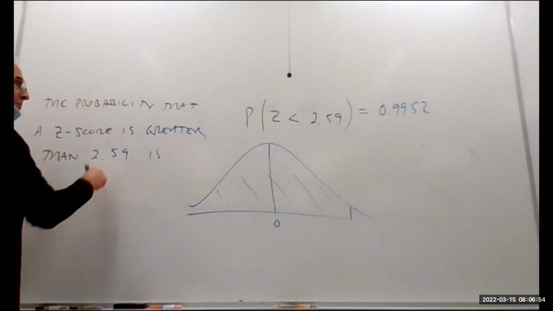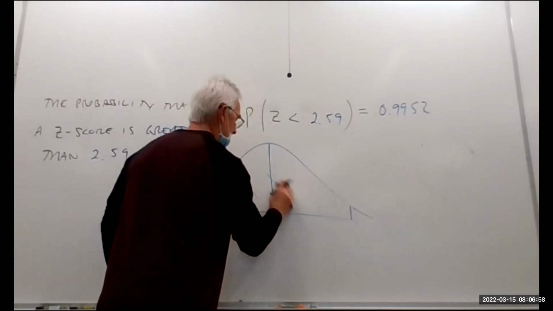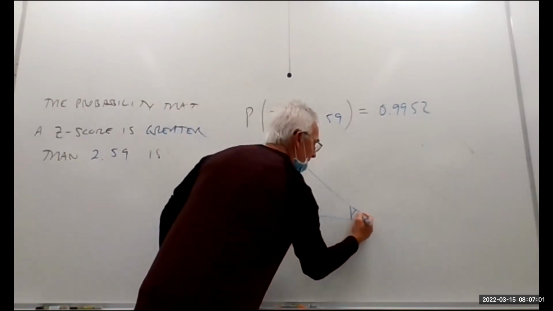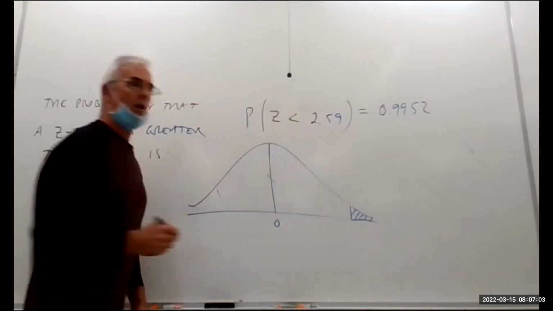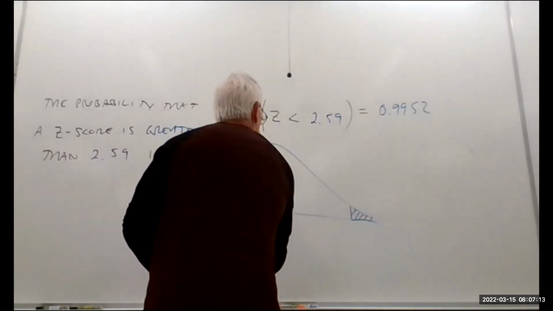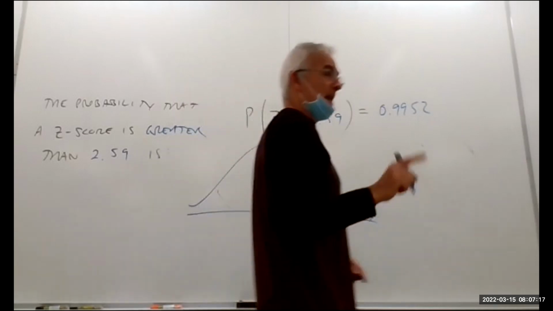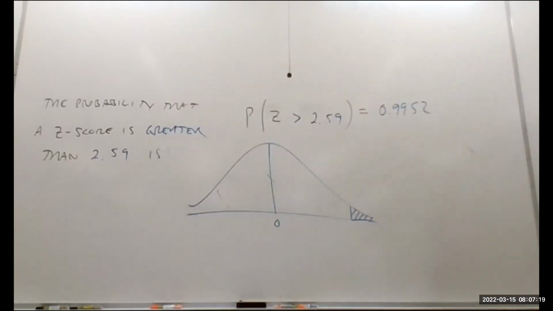So let's start with this one right here. That means I don't want this. I now want this. We call this the tail probability because as it goes out, those are called the tails. So I'm asking you for the tail probability. So I changed the question to greater than. Here's the problem. The tables do not tell us the greater than, they only tell us the less than.